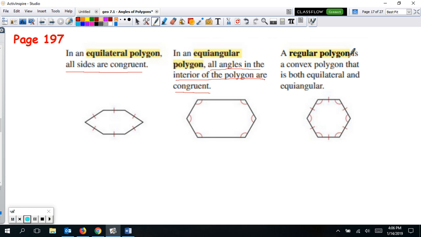Now here's the one we want to really understand, the regular polygon. So a regular polygon is a convex polygon. Again, convex means there are no caves in this. There are no indentations. So a convex polygon that's both equilateral and equiangular. So a regular polygon is both equilateral and equiangular, as you can see there. Sides are all the same, angles are all the same.